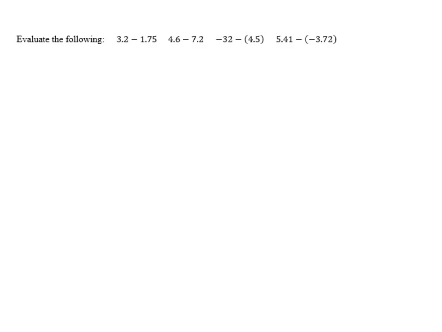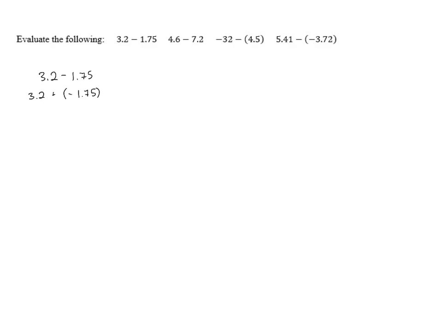Evaluate the following, and then we have 4 decimal subtraction problems. Let's look at them one at a time. We'll start with 3.2 minus 1.75. We could rewrite this as an addition problem, 3.2 plus negative 1.75. That helps it to line up with the rules we have for addition.